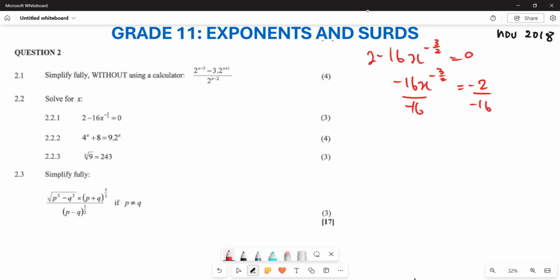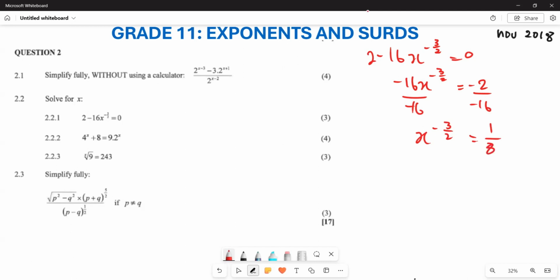Now, what is going to be that now? When you're dividing by negative 16 on both sides, what is it that you're going to be left with here? You're going to be left with x to the power of negative 3 over 2. And then this is going to be the same as 1 over 8.